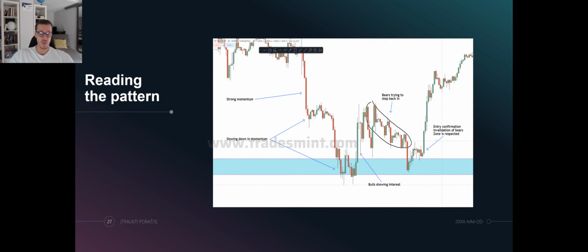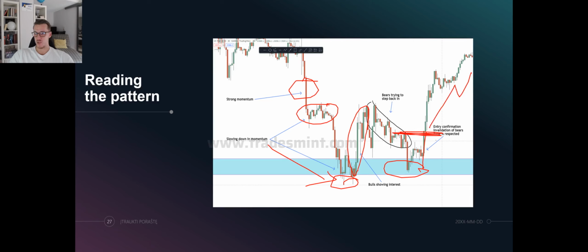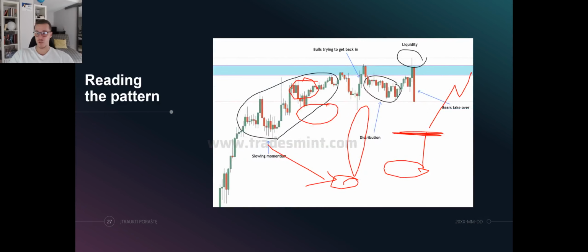Now, once again, another example. Strong momentum right here. We have a slowing down of momentum right before the drop. We have price slowing down once again. We have price finding the ground. We have bulls showing interest with this major push. We have bears trying to step in and push the price down. We have the price retesting the support once again. And then we have bulls stepping in and taking over the price, confirming our double bottom and continuation to the upside. Now let's look at double top.